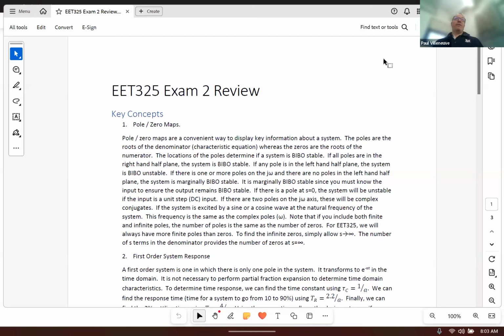Remember, the zeros are the roots of the numerator of the transfer function, and the poles are the roots of the denominator of the transfer function. And the denominator is what really determines the system characteristic, what it looks like. It's so important that we came up with a term called the characteristic equation. It characterizes the behavior of the system. So we're really interested in the numerator of our transfer function and the denominator of the transfer function.